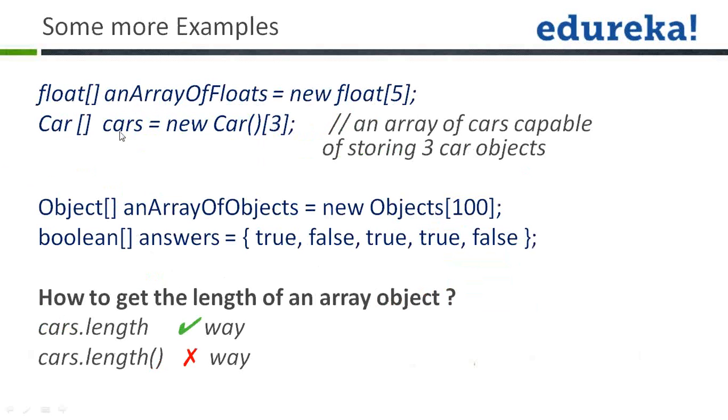Now Car is a class. Now you're creating an array of cars capable of storing 3 car objects. Okay. Now an array of objects, new object you can create, boolean answers, true false, true false. Now how to get the length of the array object? You have to write cars.length as I told you previously. You just have to use the length property and you can get the size of the array. So all of you, let me know if you are clear with array. Please write down on the chat window.